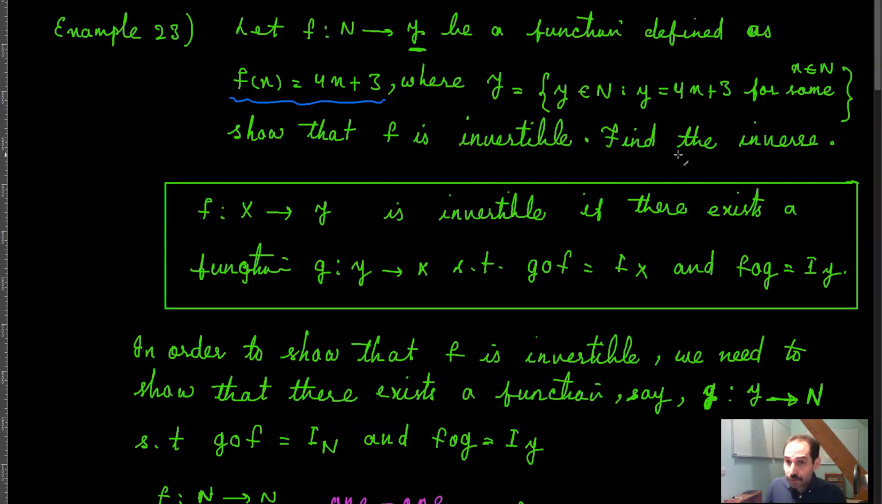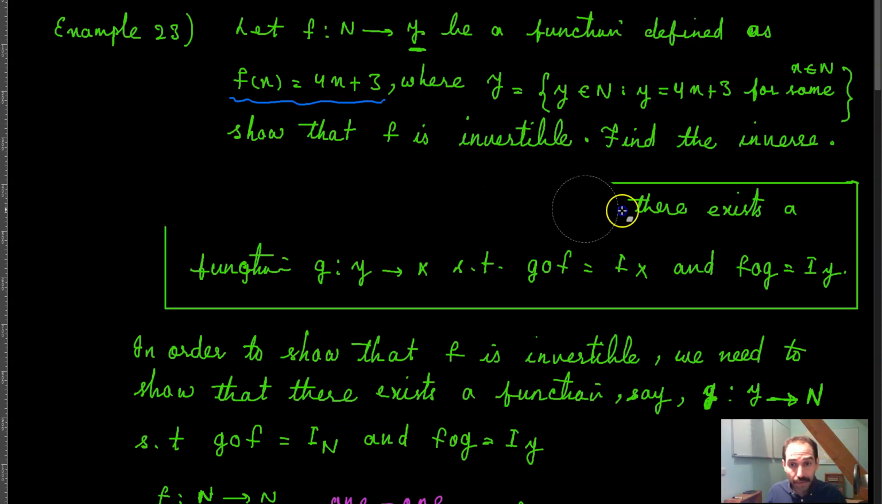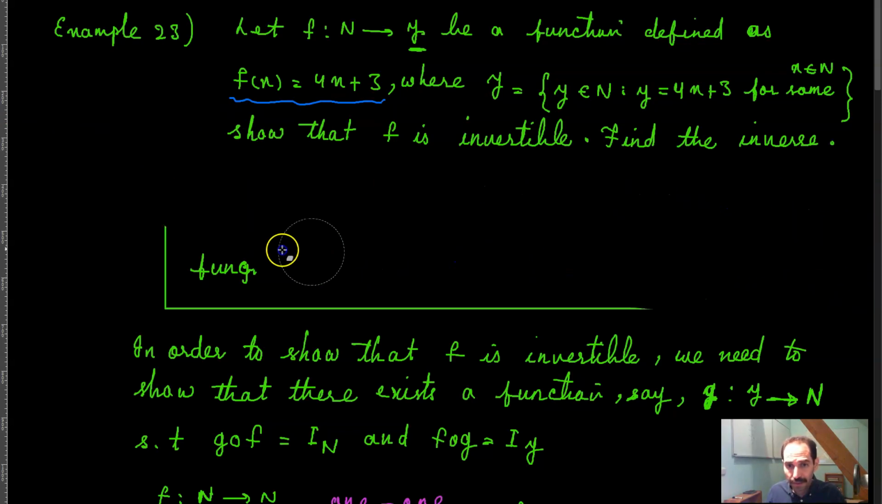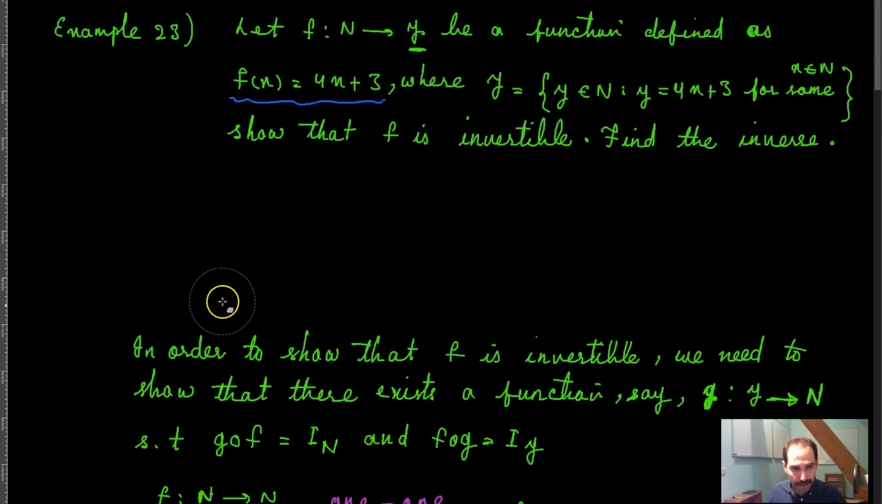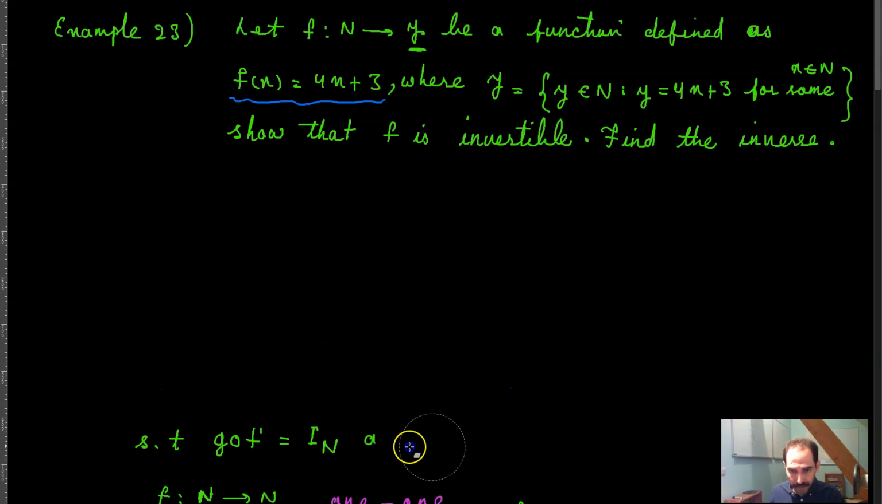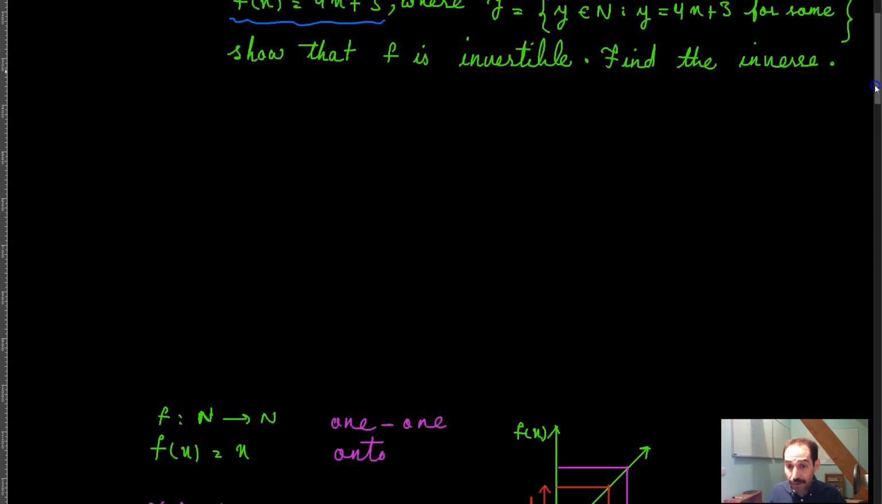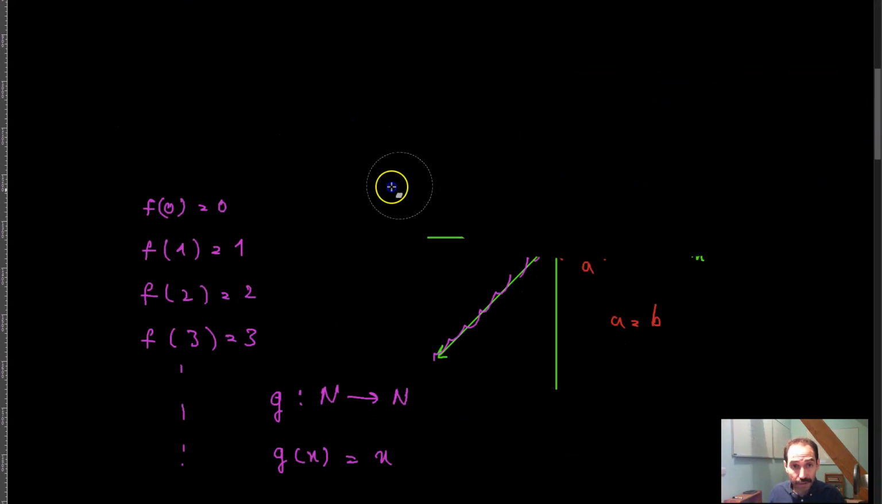Okay, so now in order to solve the problem, finally, after all of the explanation, we said that in order to show that f is invertible, we need to show that there exists a function, say g from Y to N, such that g of f is equal to I of N, and f of g is equal to I of Y, right? Now I need to erase all of this because I need some space here.